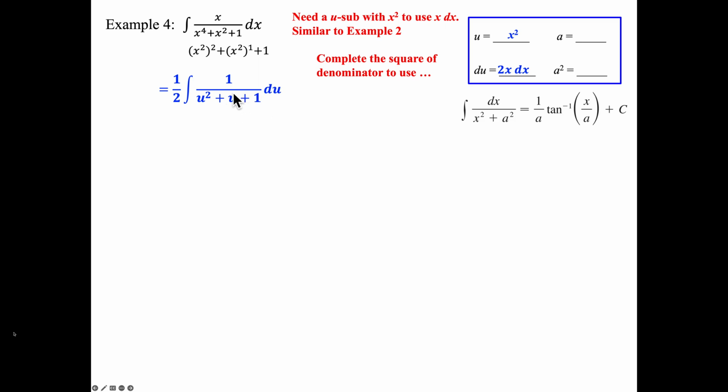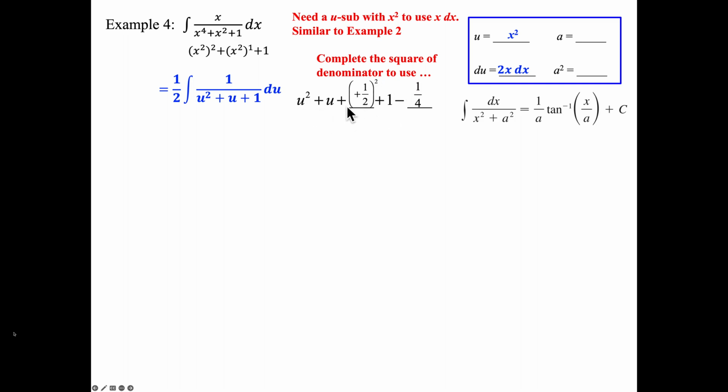Again, what I'm going to do is complete the square of the bottom, so I can use this concept right here with my inverse tangent rule. So take u squared plus u plus a blank plus 1 minus a blank. So this is going to be my a squared, hopefully. So again, half of the 1 on the middle term is going to be a positive 1/2 squared, which will give me 1/4.